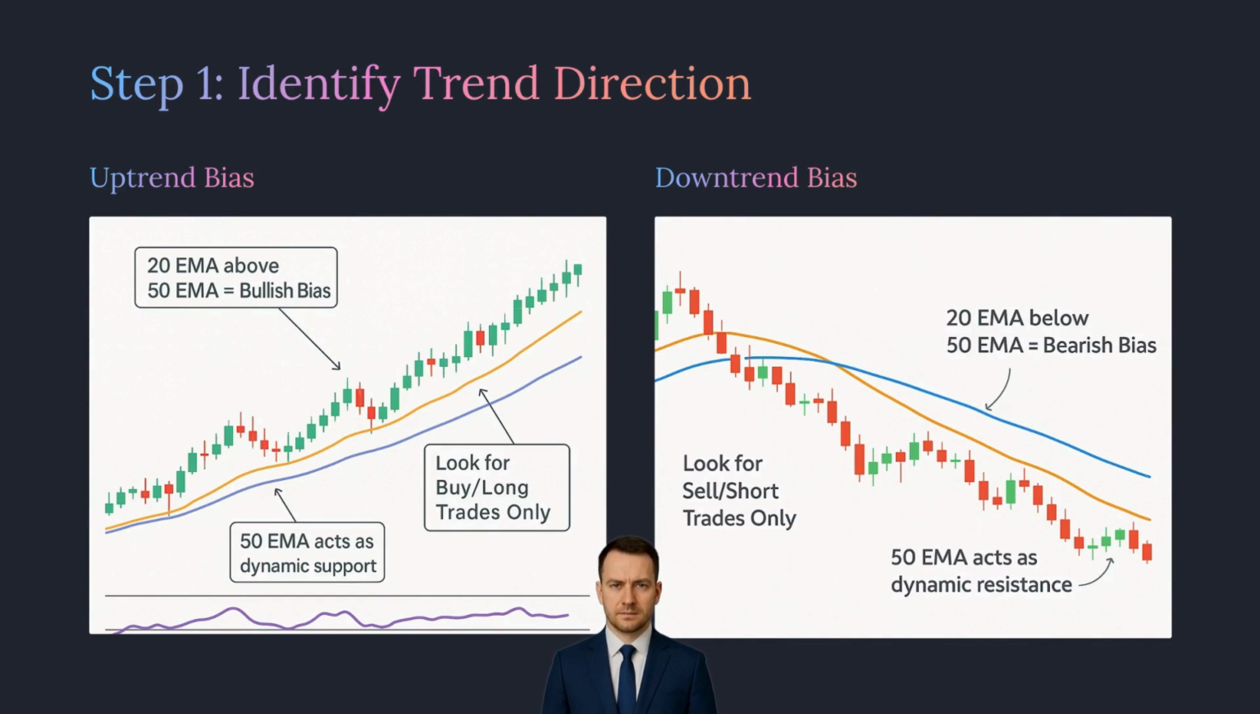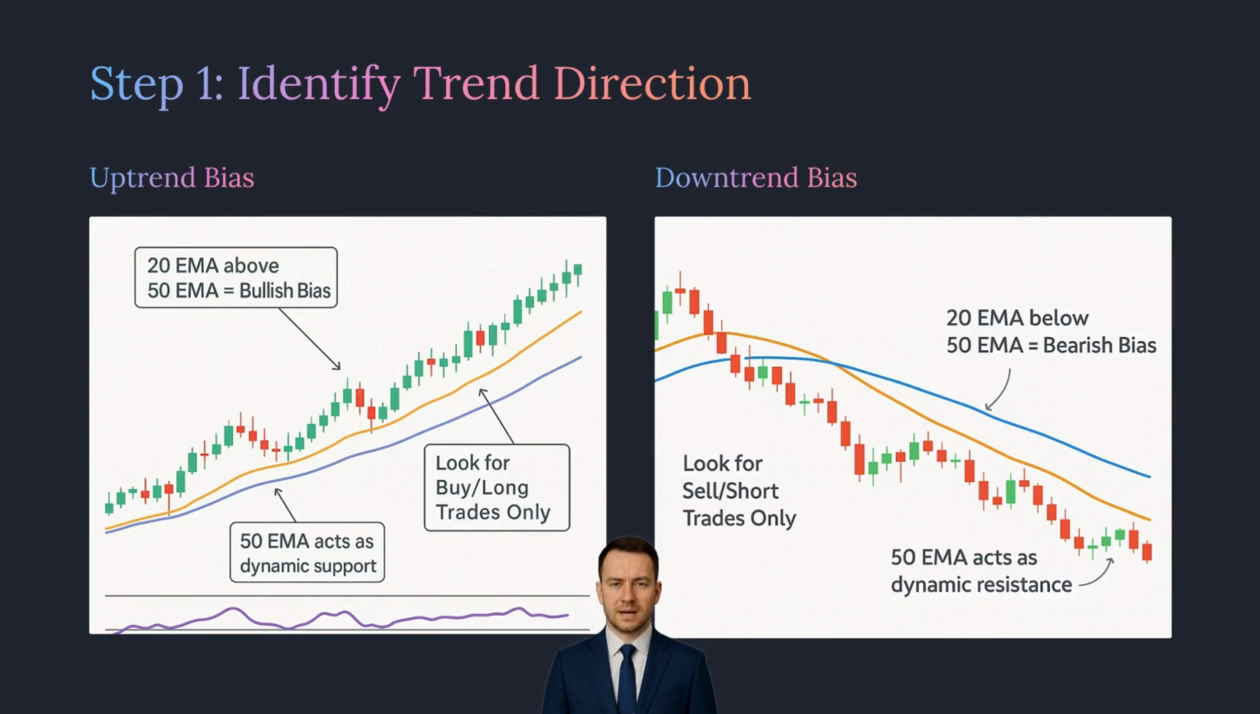Downtrend bias: the 20 exponential moving average is below the 50 exponential moving average, and price is generally trading below both EMAs. This indicates a bearish trend. Focus only on sell/short trades in this scenario.